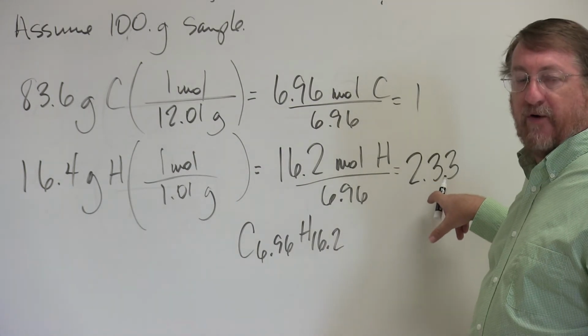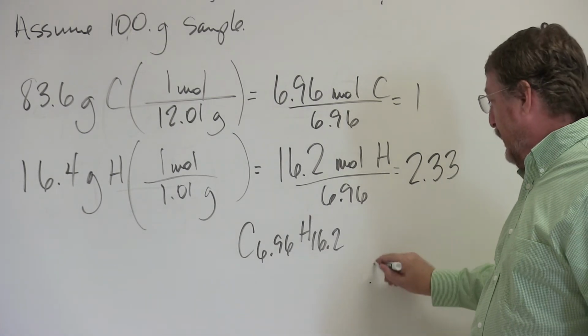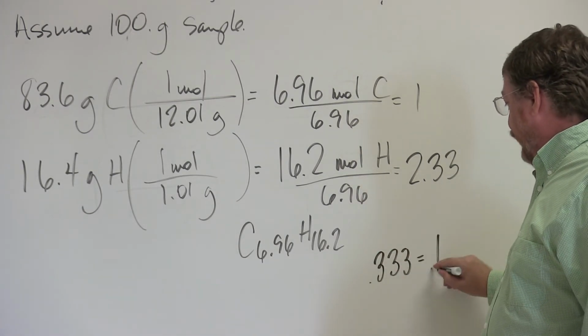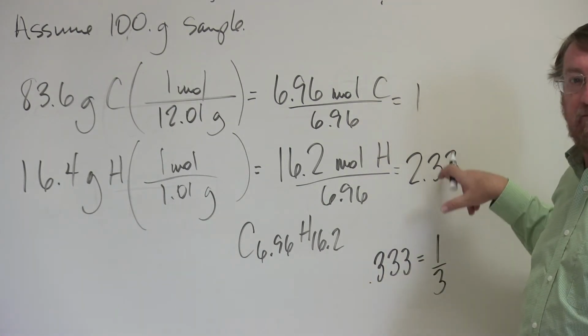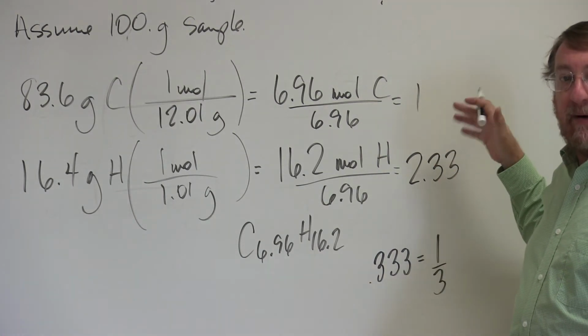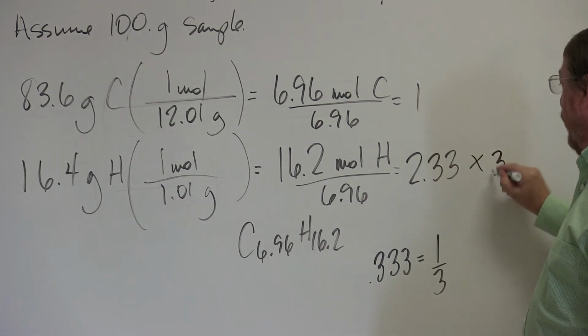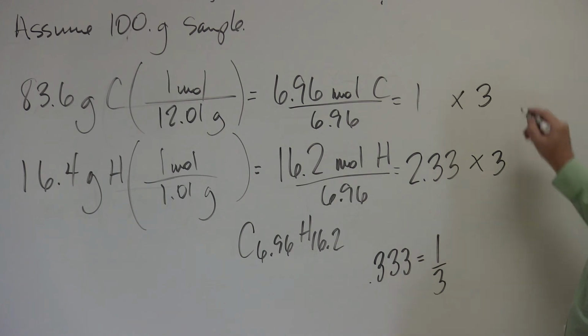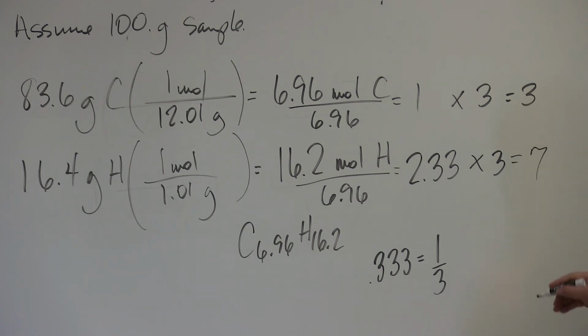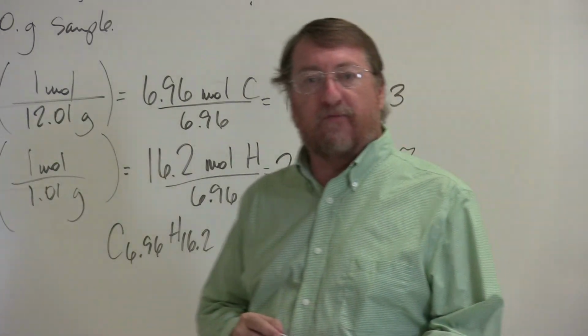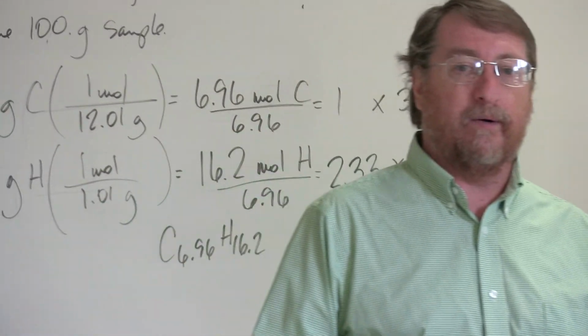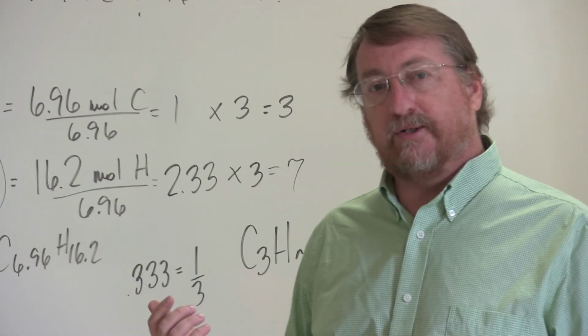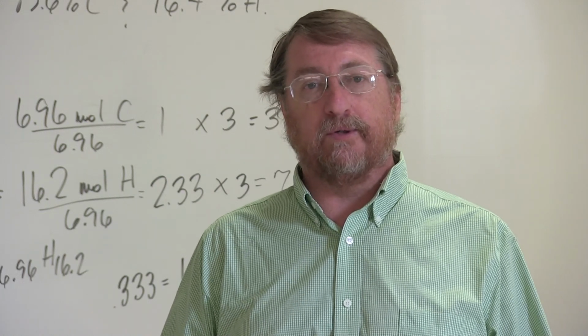Well, what we're going to do here is get rid of this fraction. 0.333, you know, is 1/3. So I can get rid of the fraction by multiplying both of these by the denominator there. So I'm going to multiply this by 3, this by 3. When I do, obviously I'm going to get 3. The other one, I'm going to get 7. So my real compound is C3H7. So empirical formula is the lowest ratio of atoms in a compound. So C3H7 would be our final compound there. That's not the actual molecular formula, but we need other information to determine the molecular formula.